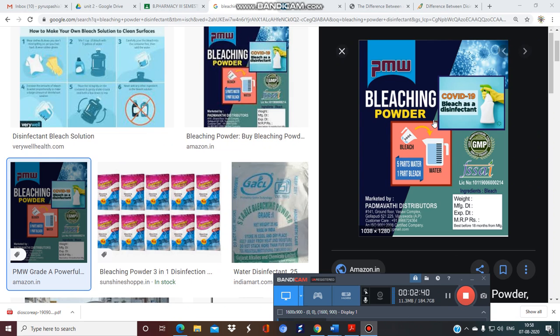This is another example of a disinfectant, that is bleaching powder. Even in this rainy season, bleaching powder is used to disinfect water. Always remember one thing, there is a difference in the concentration of the bleaching powder that is used to clean the floor, for example, and the bleaching powder that is added to the water. Okay, so there is a difference between the concentrations.